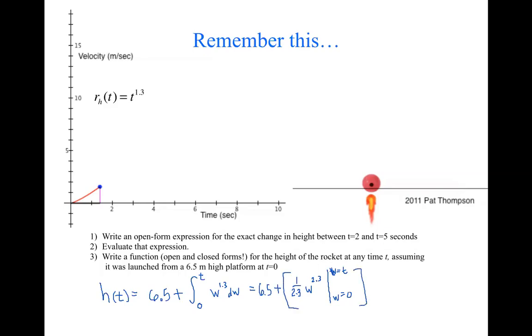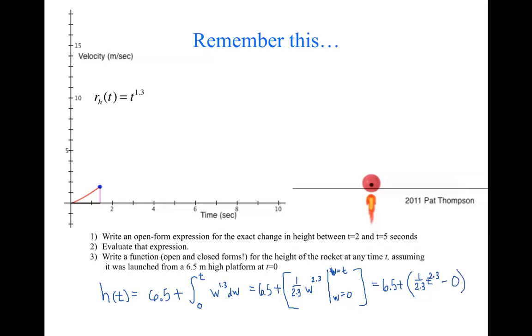So to finish this up, I'm not going to grab a calculator. I'm just going to write it as an expression. I'd have 6.5 plus 1 over 2.3, which you could factor out if you wanted, t to the 2.3 power, minus... sorry, am I putting these in the wrong spots? And then letting w equal 0, it's going to be 0 to the 2.3 power, which is 0.